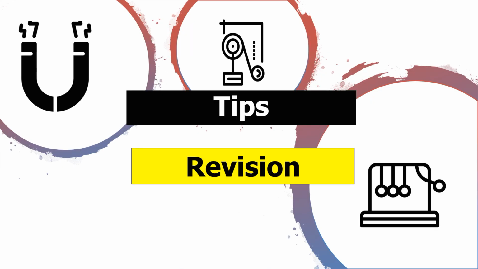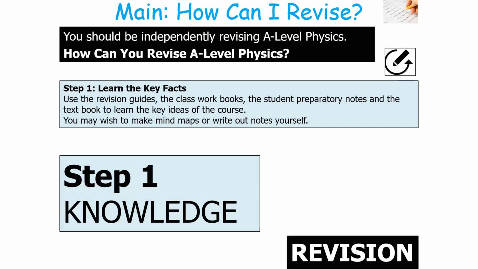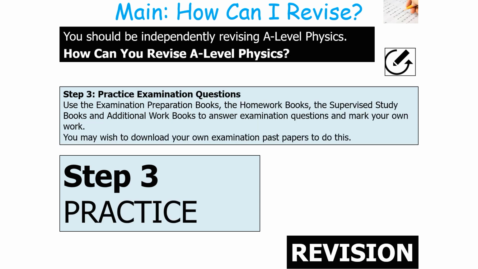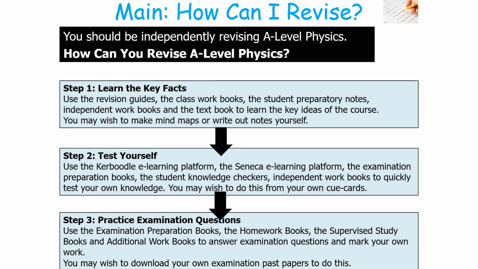So how should you revise AQA A-Level Physics? The first step is knowledge, learning the key facts. Use revision guides, class workbooks, student prep notes and the textbook to learn the key ideas of the course, such as making mind maps and writing out the notes yourself. Then you should be testing yourself. Use the Caboodle platform, use Seneca, use student knowledge checkers to quickly test your knowledge, and you can do this from your own cue cards. The third step is practicing, using exam prep books, homework books, supervised study books and additional workbooks to answer exam questions and mark your own work, and you may wish to download past exam papers to do this. So you should be revising A-Level Physics by learning the key facts, testing yourself and then practicing examination style questions.